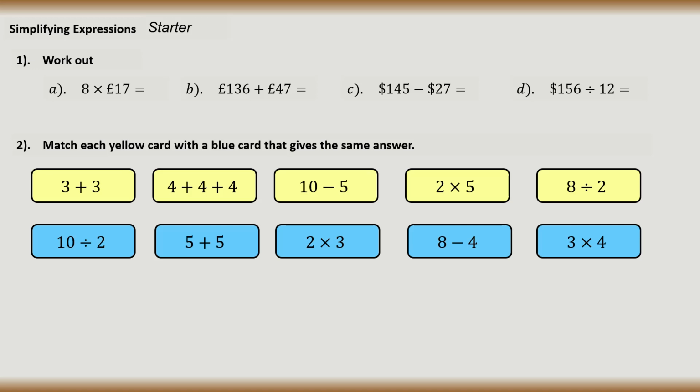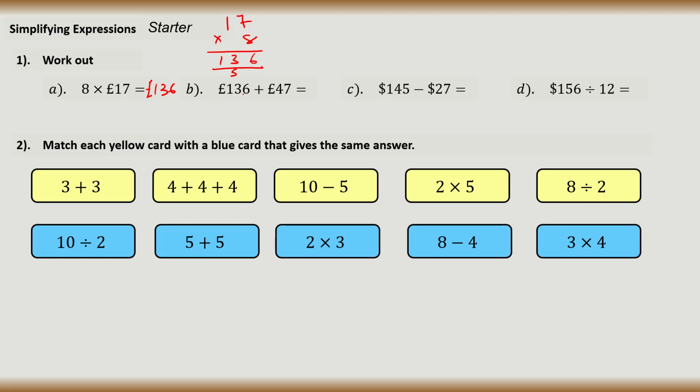Okay, so let's go through the starter together. Like we say, we set them out in columns, 8 times 17 pounds. So if I put my 17 here, I multiply that by 8. 8 sevens are 56, so 6, carry the 5. 8 times 1 is 8, plus the 5 gives me 13. So that's 136 pounds. Nice start.